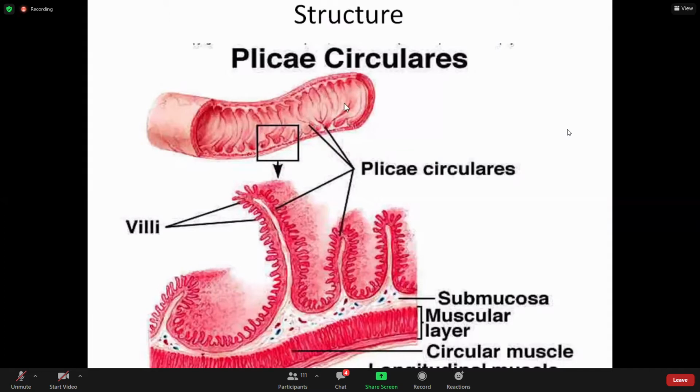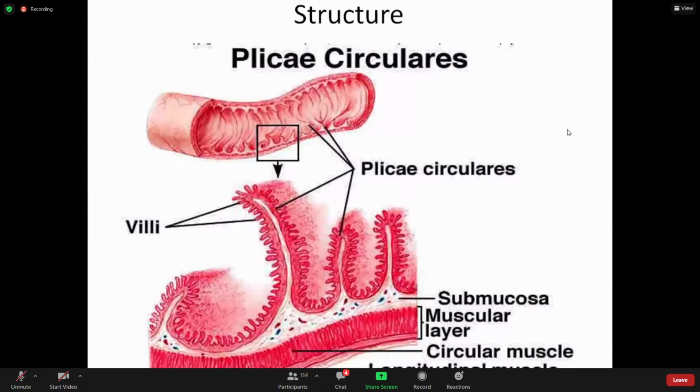Even if your intestine is not distended, you will be able to see these kinds of folds. And from the mucosa there are finger-like projections towards the lumen of your intestine, and those structures are termed villi. Individual epithelial cells also have microvilli present on them. So basically, if we look, there are four layers in the small intestine.